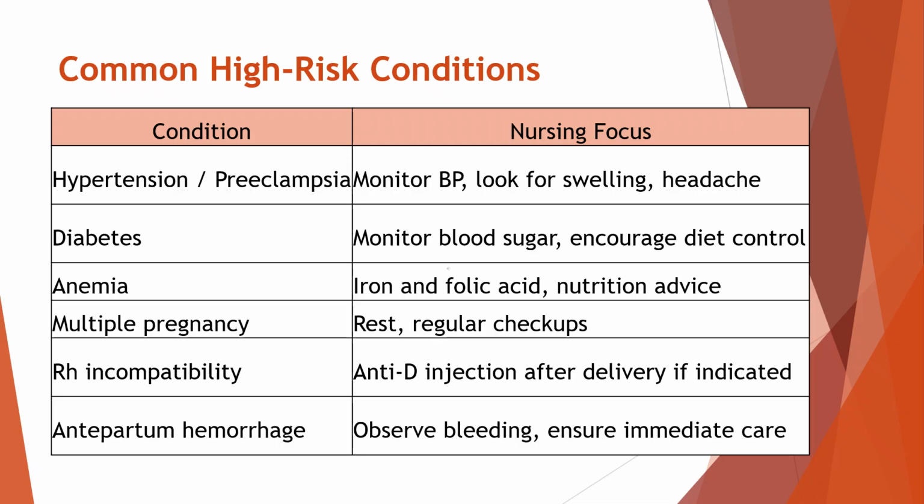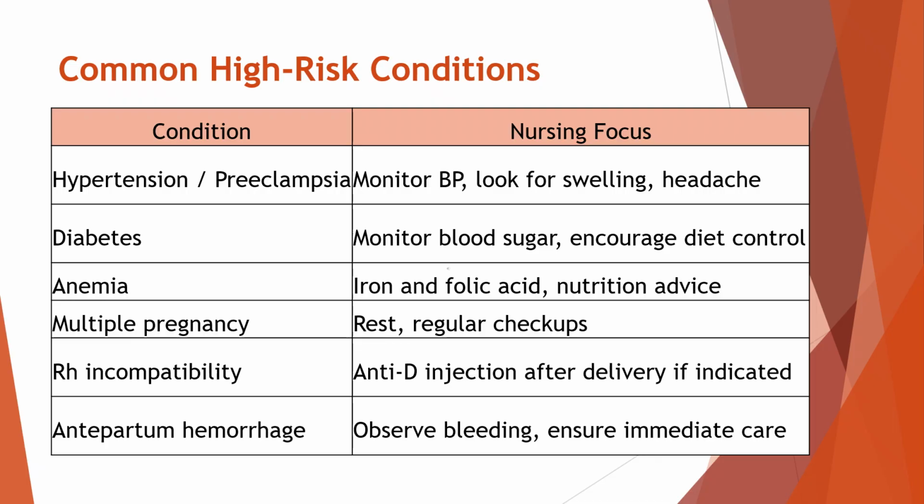Multiple pregnancy. When the mother is carrying twins or triplets, she needs extra rest and more frequent checkups. The nurse should monitor her for signs of preterm labor and ensure she gets proper nutrition and support. Rh incompatibility.